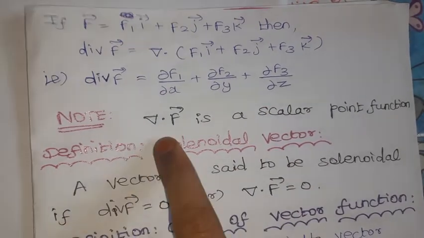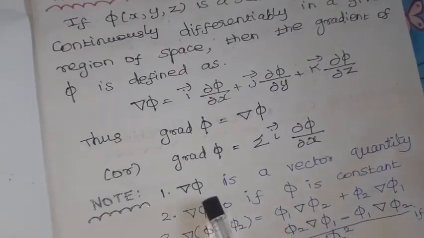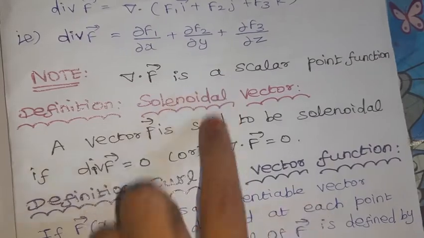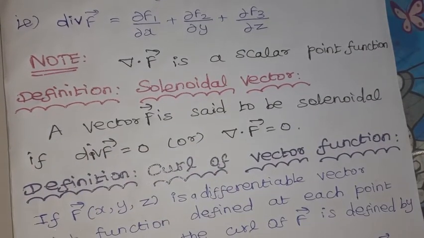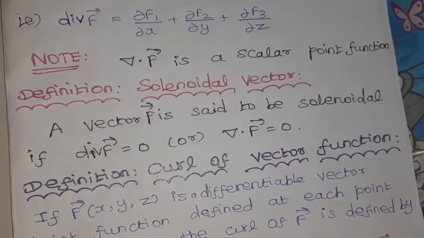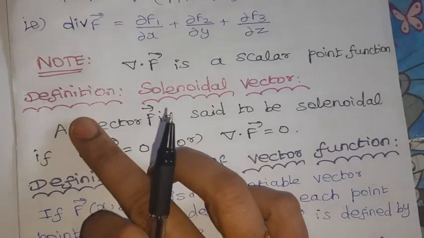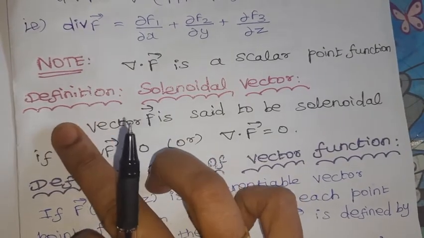So divergence f or del dot f is a scalar point function, whereas gradient f, or grad phi, is a vector point function, a vector quantity. We should be aware of those.